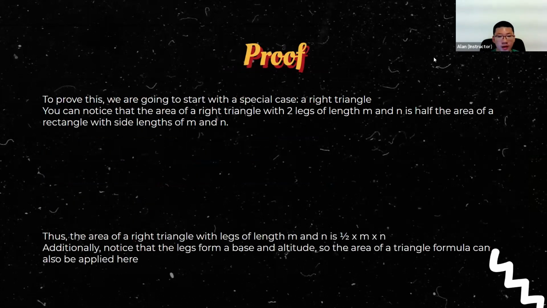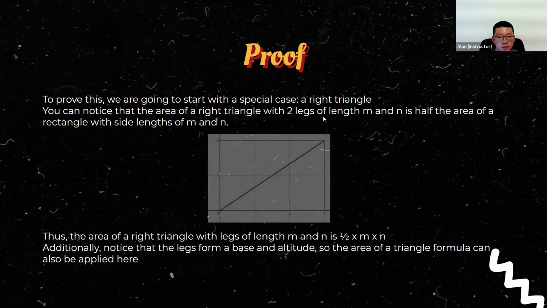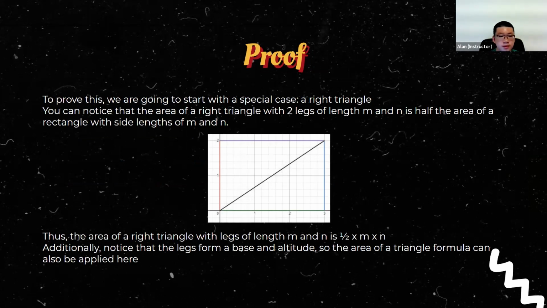All right, so now we're going to move on to actually proving that the area of a triangle is 1/2 base times height. So to do this, we're going to split it into 2 steps. And the first step is starting with the right triangle. So here's a right triangle, and the area of a right triangle with legs of length m and n is going to be half the area of a rectangle with side lengths of m and n.